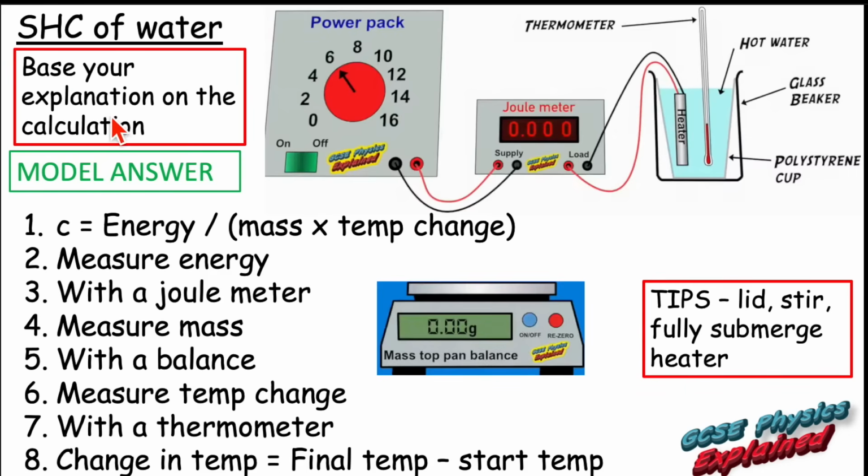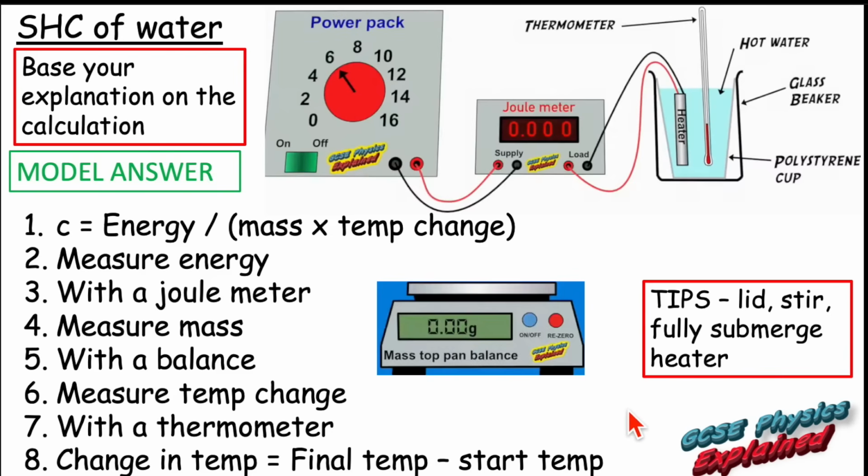Right, once again, base your explanation on the calculation. So it's the calculation for specific heat capacity. That is energy divided by mass times by the temperature change. So we need to measure the energy with what? With a joule meter. We need to measure the mass with what? With a balance. We need to measure the temperature change with a thermometer. And to get the change in the temperature, you do the final temperature, take away the initial temperature. That should be enough for your 6 marks.